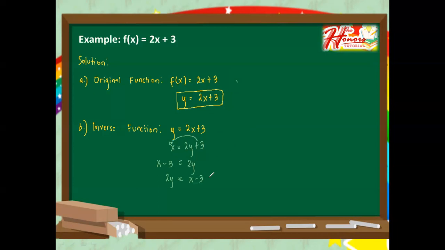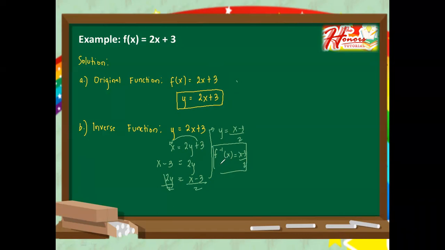So therefore, we are going to divide both sides by 2 to eliminate the numerical coefficient. So we have here y equals x minus 3 over 2. That's why we can say that the inverse of function f of x is equal to x minus 3 over 2. So this is the inverse that we are going to use.